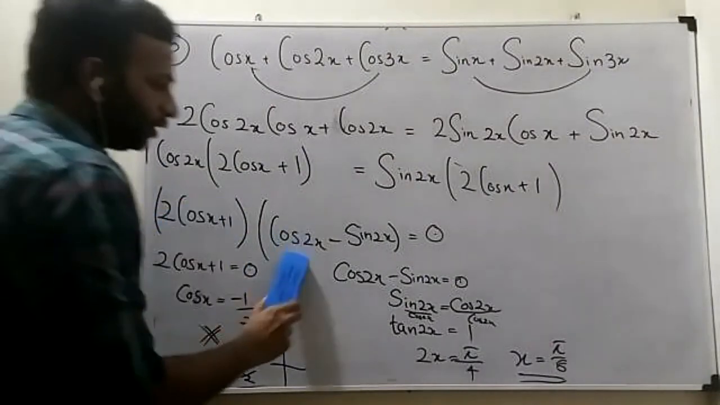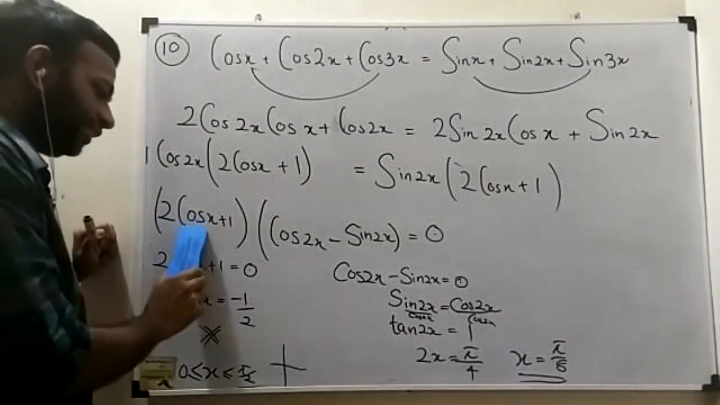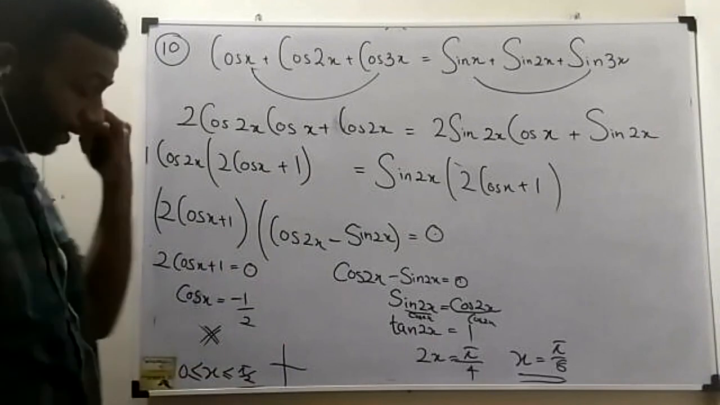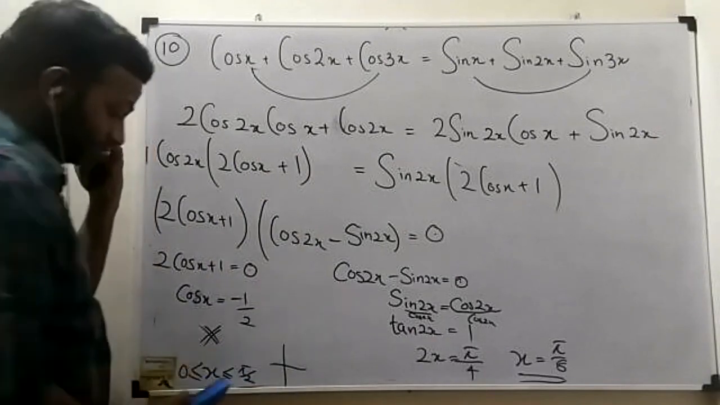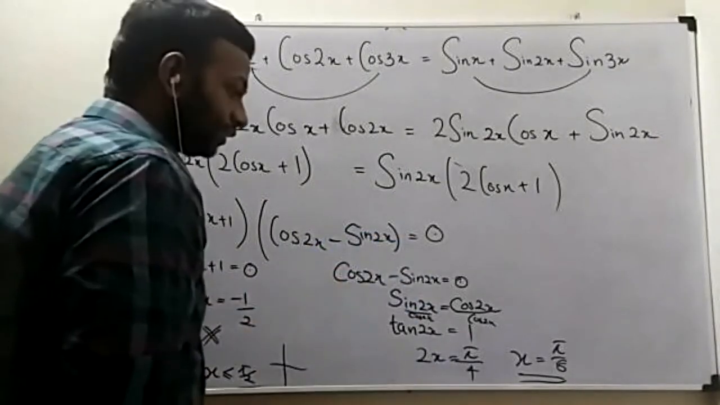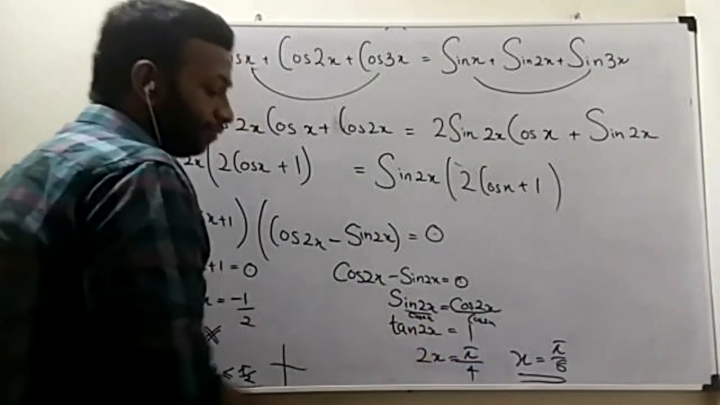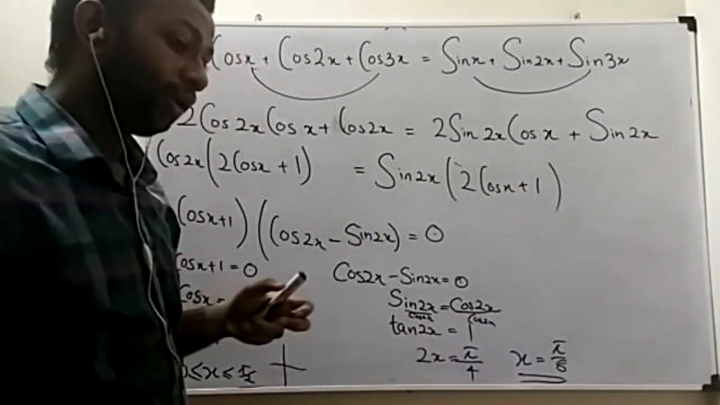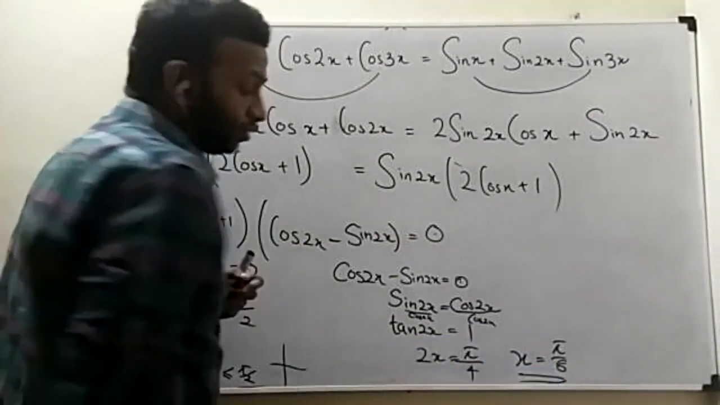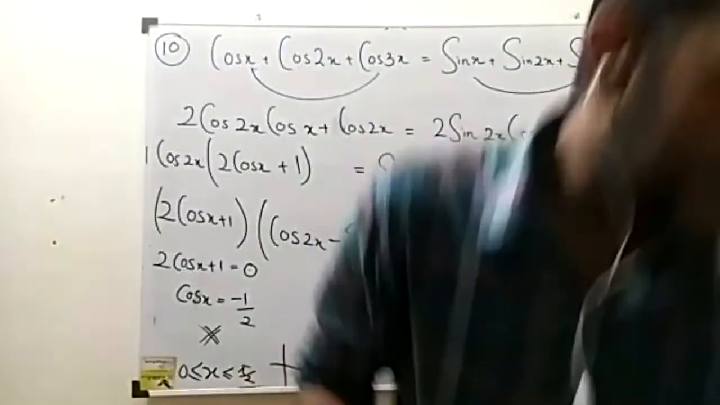So this into this is equal to 0. That means either this is equal to 0 or this is equal to 0. If you put this equal to 0, you get cos x equals minus half. But cos x cannot be equal to minus half because it's in the first quadrant. So this answer we cannot take. So the next answer is cos 2x minus sin 2x is equal to 0. So by simplifying this, we'll get tan 2x is equal to 1. And we know that tan becomes 1 only when that is π/4. So that means x is equal to π/8. That is the end of the first part of the 2016 paper.